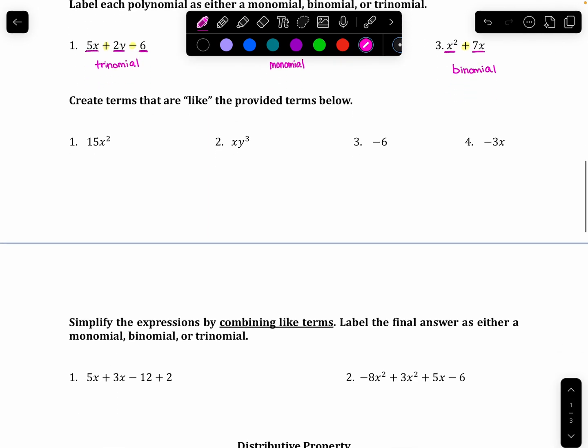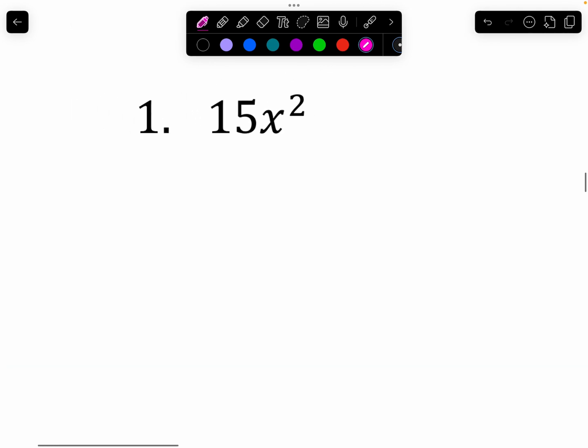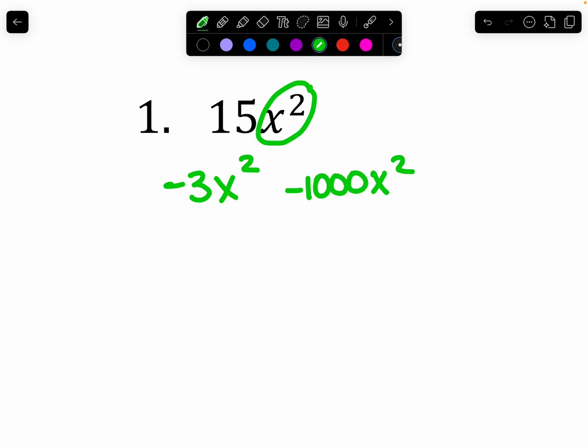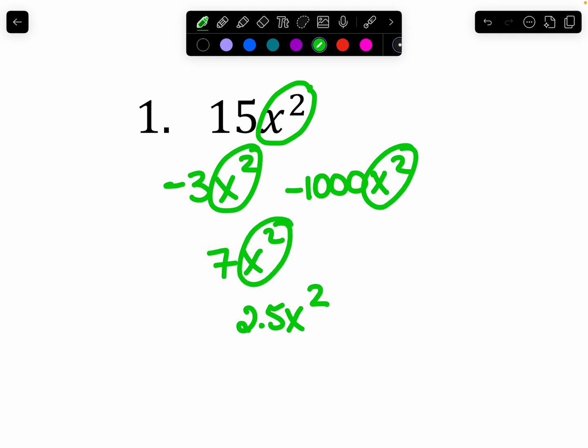All right, in this next section, I need to create terms that are like the provided term. So if you look at this first example, I need to write another term that is like 15x squared. Well, anything that is an x squared will be like 15x squared. So I can say negative 3x squared, negative 1000x squared. You could have really anything, I don't know, 7x squared, 2.5x squared. Notice that all of these are ending in an x squared, which makes all of them like 15x squared.